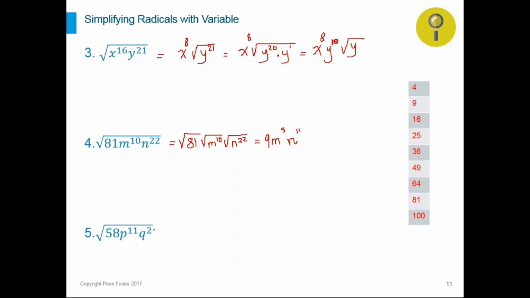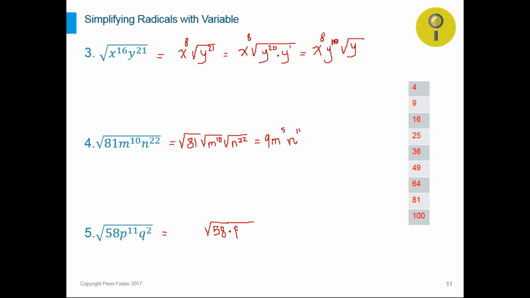Number 5, the square root of 58 times p to the 11th power times q to the second power. So 58 is not a perfect square. And if you look further and you test with the perfect square list here, you will find that 58 does not have any perfect square factors. So 58 has to stay under the square root sign. What about the variables? I have odd and even. So my answer is I'm going to have the square root of 58. I'm sure of that. P to the 11th.